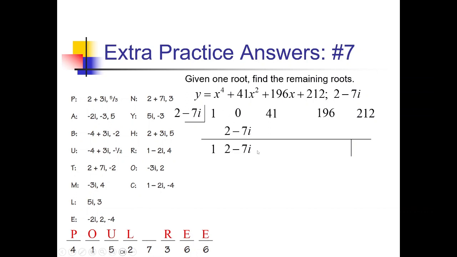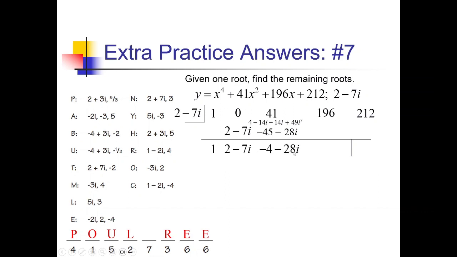Now we have to multiply this by itself. So 2 times 2 is going to be 4. 2 times negative 7i is negative 14i. Negative 7i times 2 is another negative 14i. No surprise there. And then negative 7i times negative 7i is going to be a positive 49i squared. 49i squared is really negative 49. Plus the 4 here is going to be negative 45. And then we have a minus 28i as well. 41 plus negative 45 is going to be negative 4 to go with my negative 28i.